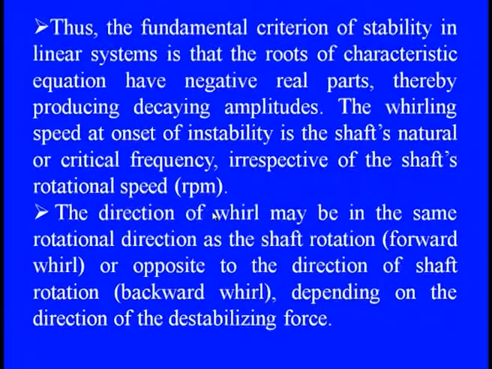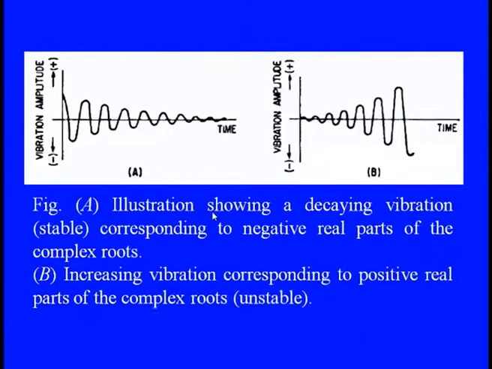The whirling speed at the onset of instability is the shaft natural or critical frequency, irrespective of whatever the speeds are. The direction of the whirl may be the same as the direction of shaft rotation, or it may be opposite to the direction of shaft rotation when you have the backward whirl. So forward whirl and backward whirl depend on the direction of the destabilizing force in the whirl action of the shaft.